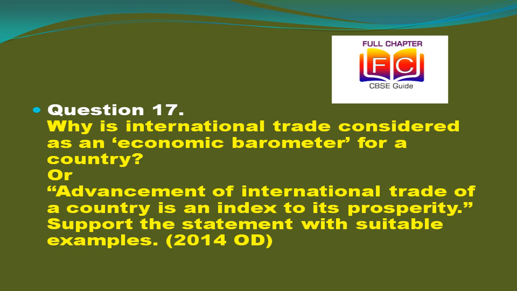Next question, why is international trade considered as an economic barometer for a country, or advancement of international trade of a country is an index to its prosperity? Support the statement with suitable examples. Answer, exchange of goods or buying and selling of goods between two countries is called international trade. It may take place through sea, air, or land routes. It has two components, exports and imports.